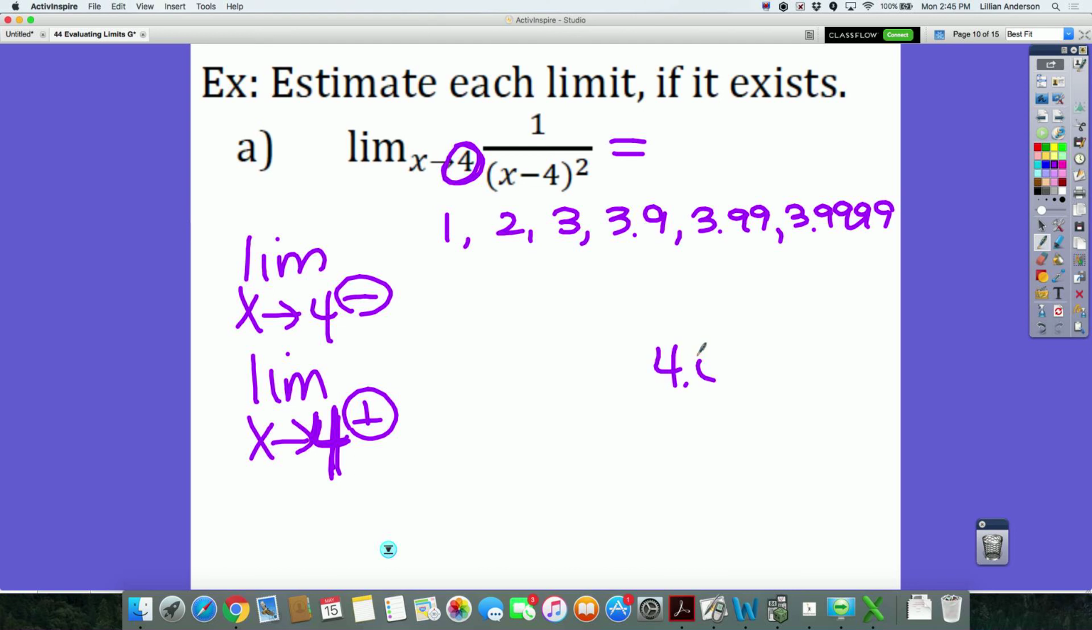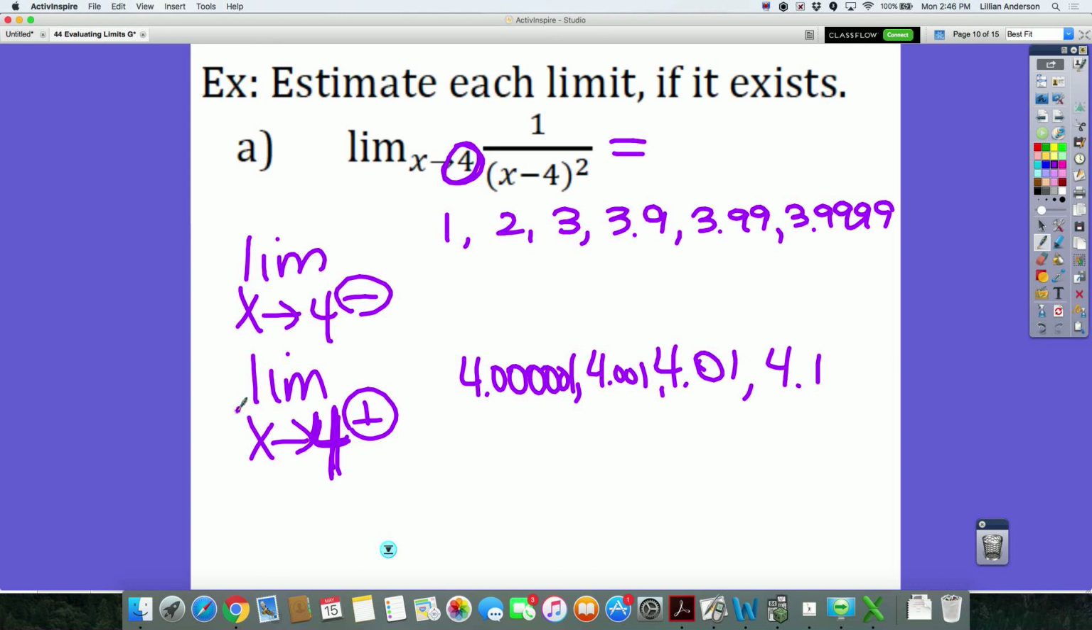4.01, 4.001. Now 4.1 is getting a little bit further from 4. 4.001 gets a little closer. You can even plug in 4.0000001, but you're still getting closer to 4. And then whatever number you're approaching, that is going to be your limit as approaching from that particular side. So we need to use numbers that are closer to 4.